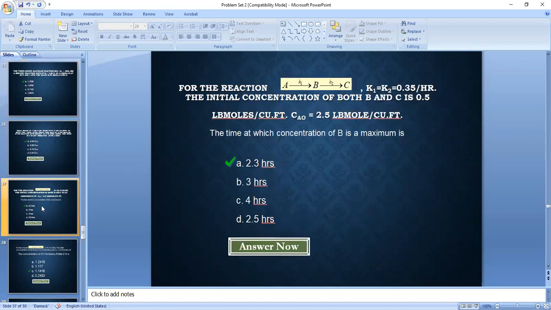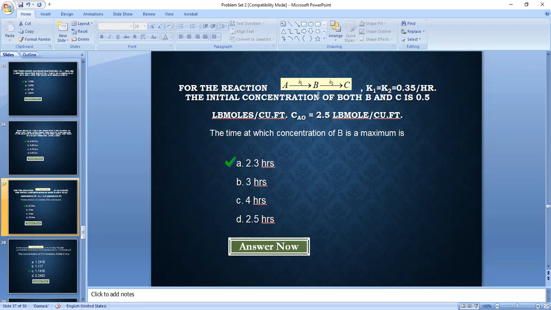For the reaction, which is here, you could see a series reaction where your rate constants in the first and in the second steps are equal. The initial concentration for both B and C is 0.5 and CaO is equal to 2.5. The time at which concentration of B is maximum is. Now, if you recall in our discussion, I gave you a formula that was solved for the time in which the concentration of the intermediate B is a maximum.